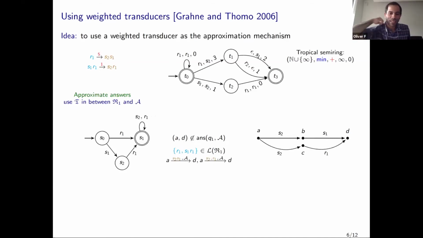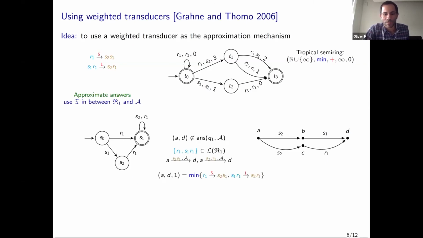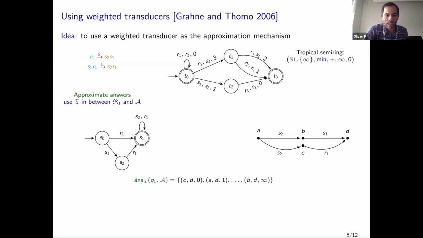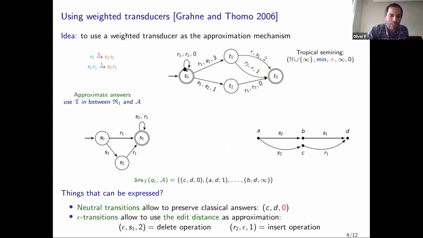So the idea is that the transducer tells you what you can translate and what is the cost. And in this case, there are 2 possible ways, and you take the smallest one to define the cost. So this is the idea, and what can be expressed is that you can extend the classical semantics using epsilon transitions like this one, and you can also use Excel translations to simulate the distance.